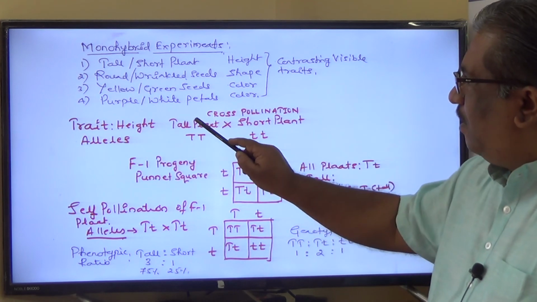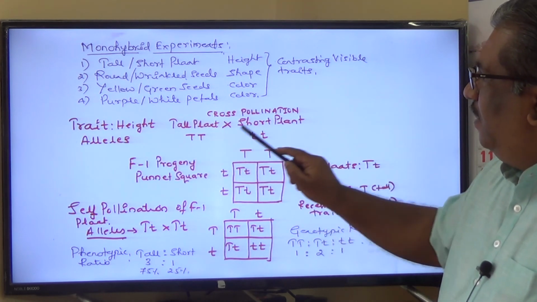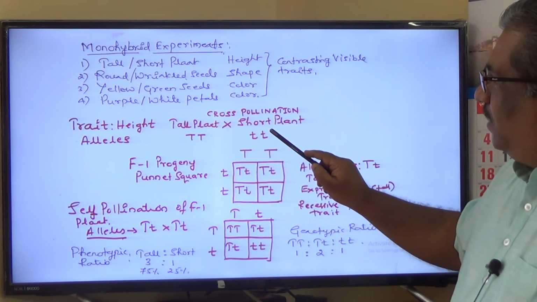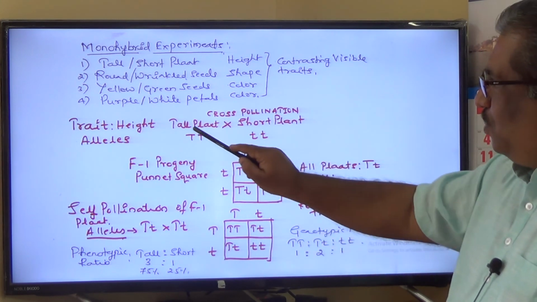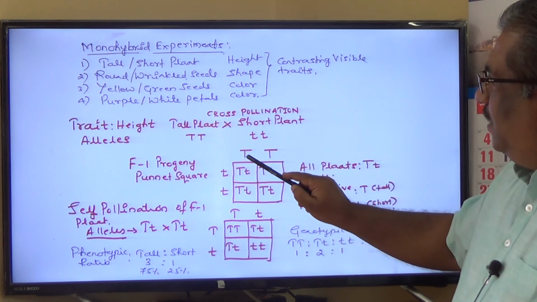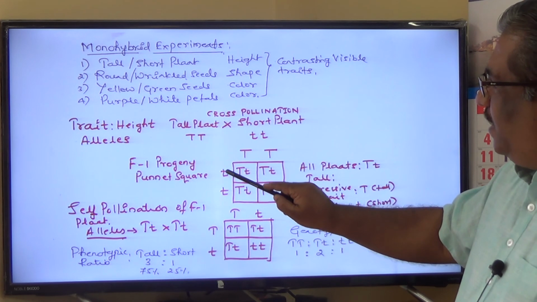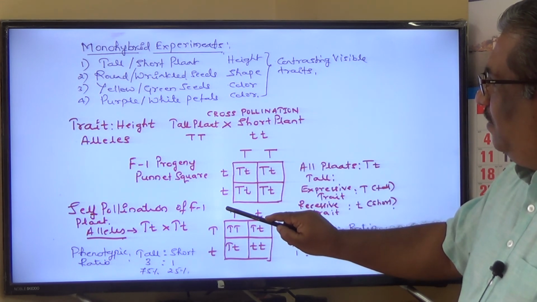Alleles present in the tall plant, let them be TT. In the short plant, tt. One from father, one from mother. So the tall plant gametes are represented here, and the short plant gametes are represented here.